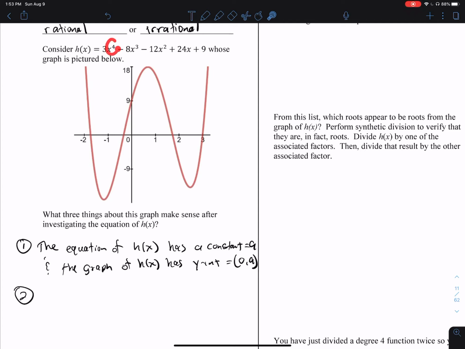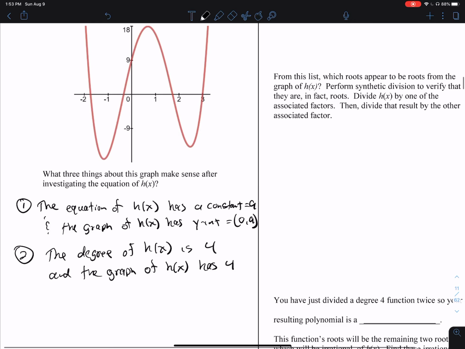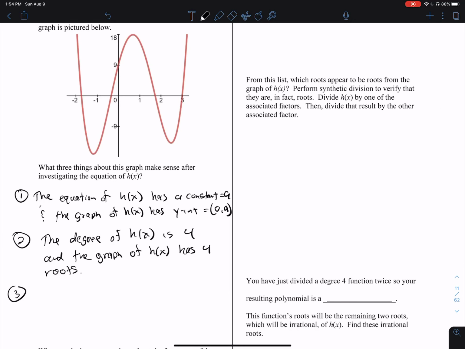The degree of this polynomial is 4, and this has 4 roots. The degree of h of x is 4, and the graph of h of x has 4 roots. So we're 2 for 2 for things making sense.